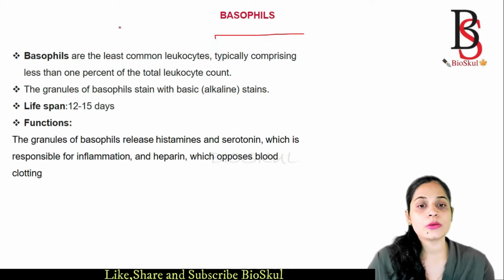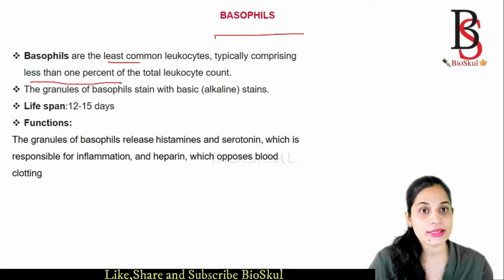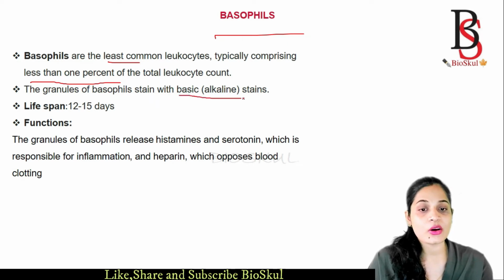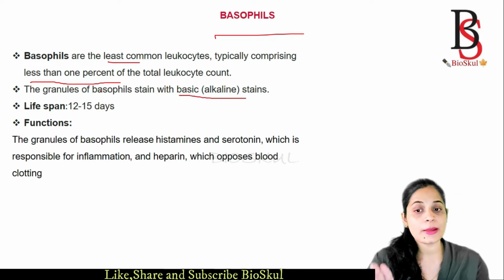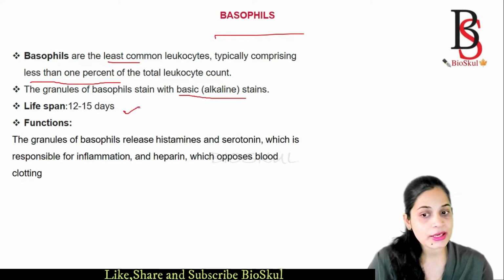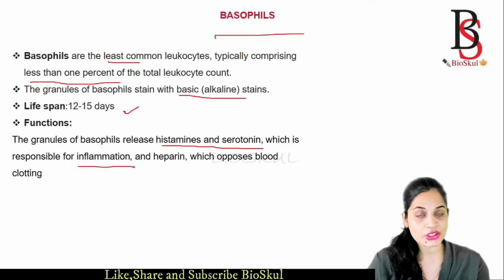Next comes the basophils. Basophil is the least common leukocyte. It typically makes up less than 1% of the total leukocyte count. The granules of basophils are stained with an alkaline stain, or basic stain. That's why it is known as the basophil. Its lifespan is about 12 to 15 days, and the granules of basophils release histamine and serotonin, which are responsible for the inflammatory reaction.